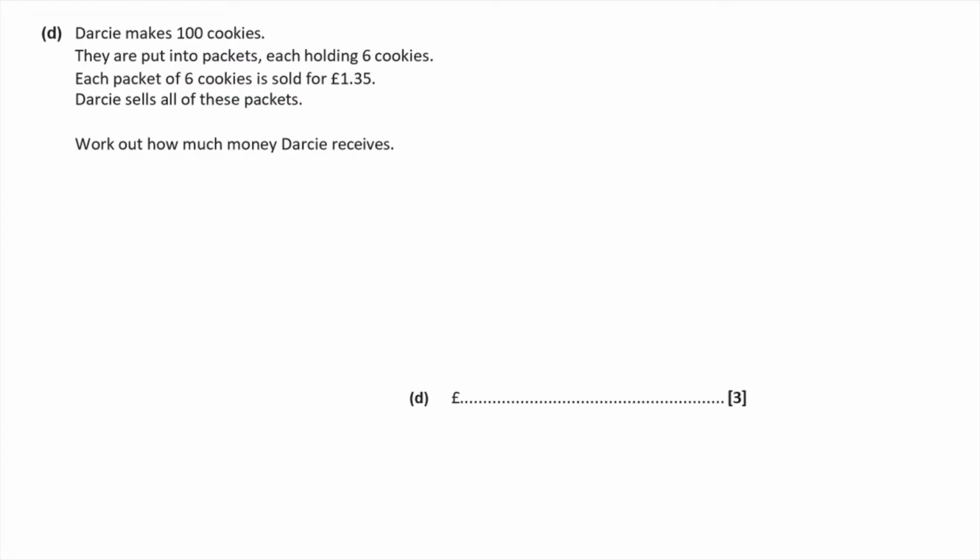Part D says Darcy makes 100 cookies. They are put into packets, each holding 6 cookies. Each packet of 6 cookies is sold for £1.35. Darcy sells all of these packets. Work out how much money Darcy receives. Okay, so how many packets are there? So the number of packets, that's going to be 100 divided by 6, isn't it?